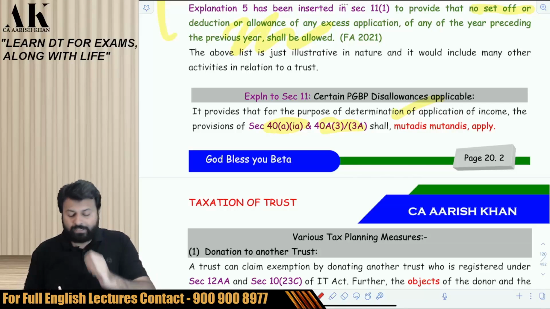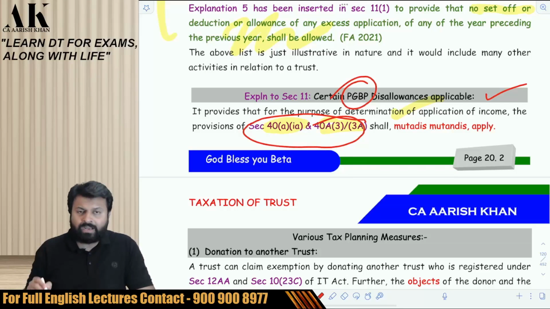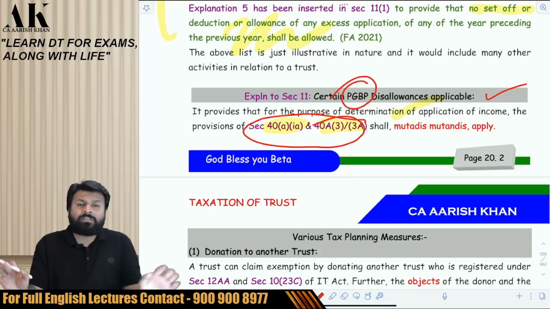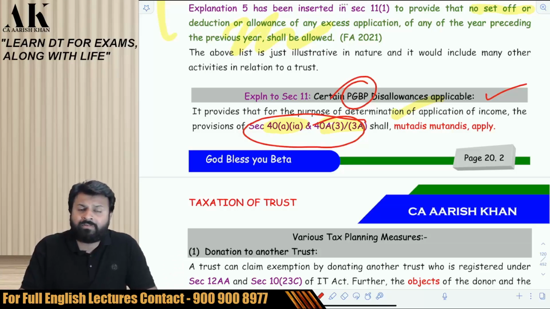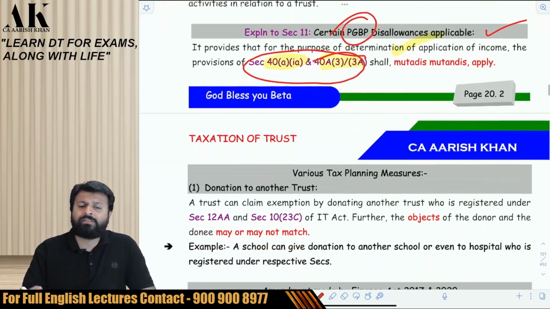Moral of the story, let me tell you, only these 2 disallowances of PGBP are to be considered under trust. Apart from these 2 disallowances, no other disallowances of PGBP are to be considered for the purpose of computing a trust income. I hope it is clear to all of you. Now, please tell us, sir, some ways to save the tax of a trust. There are 4 ways in which you can save tax.